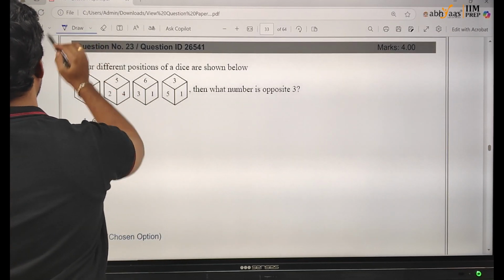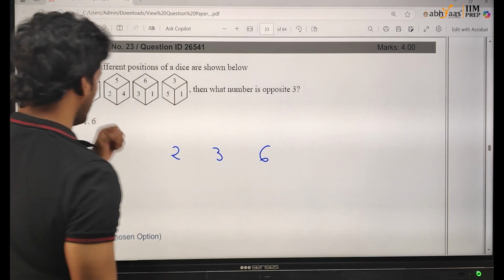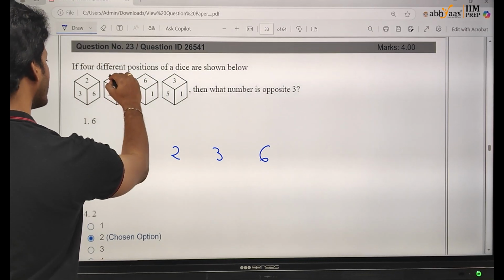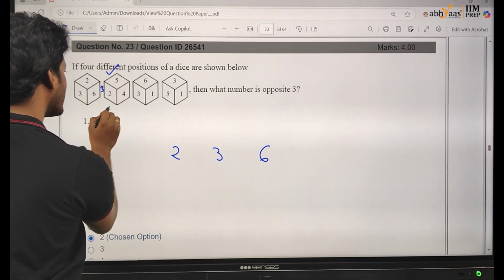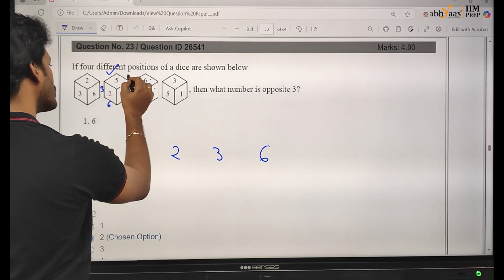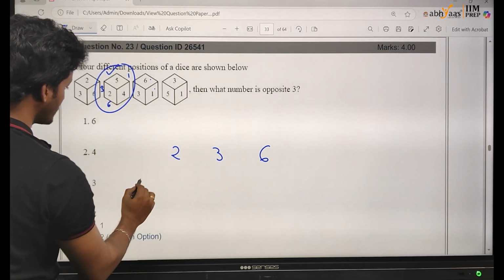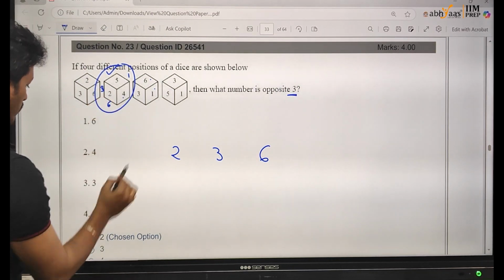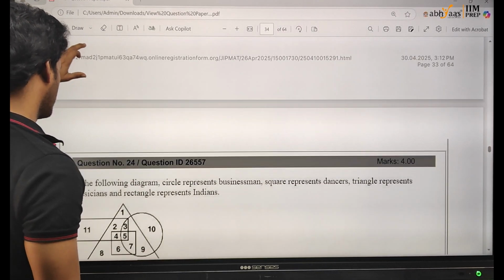Dice problem. So whenever a dice is given, let's open it. So 2, 3 and 6. Do we have any other face showing 2? Yes, we have this one. So if 2 is there, 3, 6 can be on this side and this side, right? Now if 3 and 6 are this side, obviously 1 has to be here. So we got it from the second option itself. What are they asking? What number is opposite to 3? It has to be 4. Very easy. Just draw the dice from the given clues.